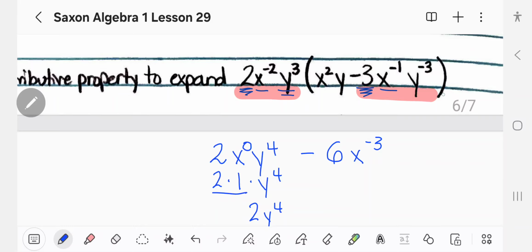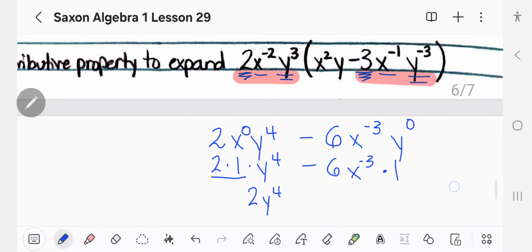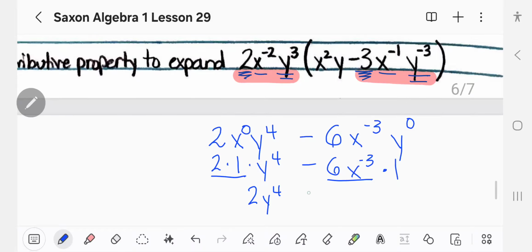Here I've got a y cubed and a y to the negative 3. That's going to be y to the 0. Let's simplify this a little bit. Still going to have these, but that y to the 0, isn't that just 1? So I'm multiplying this term by 1, so it's just going to be this term. And that will be your final answer to this problem.